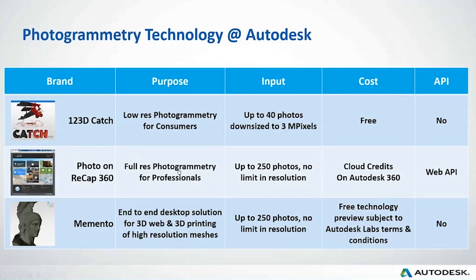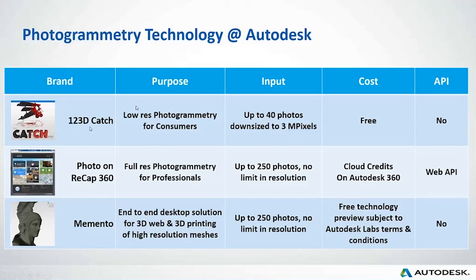Okay, so when we think about Autodesk and photogrammetry technology, in the past people have used tools like 123D Catch. More and more customers are starting to use the photo on Recap 360 process. And just so you know, the interface looks a little different than this icon shows. And then some of you may also be using what was called Project Memento, and now is a beta tool, still technically under labs license terms, agreements, and conditions. It is free. Recap 360 comes with, you pay cloud credits per ultimate model that you are going to publish. But there's a lot of different functionality based on these different types of photogrammetry tools.